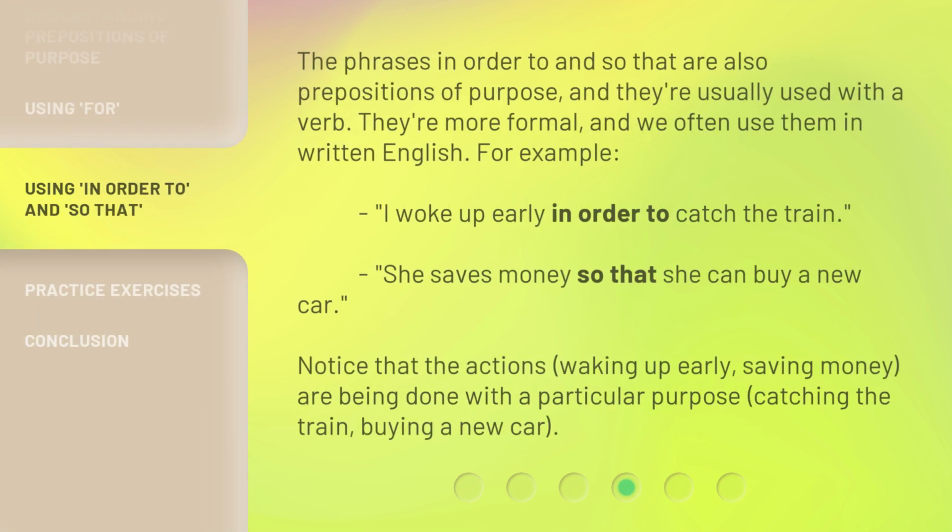The phrases in order to and so that are also prepositions of purpose, and they're usually used with a verb. They're more formal, and we often use them in written English. For example, I woke up early in order to catch the train. She saves money so that she can buy a new car. Notice that the actions, waking up early, saving money, are being done with a particular purpose: catching the train, buying a new car.